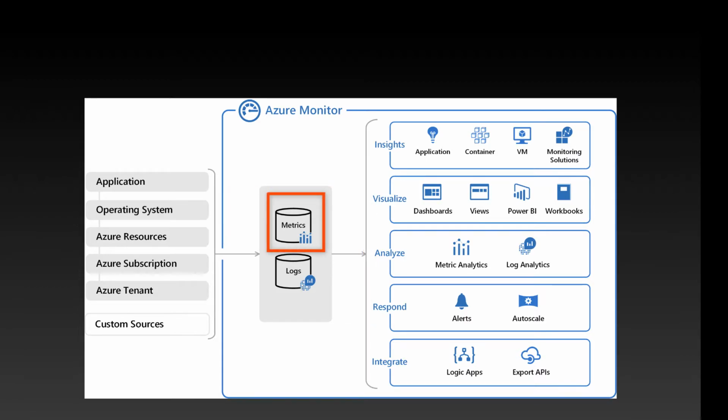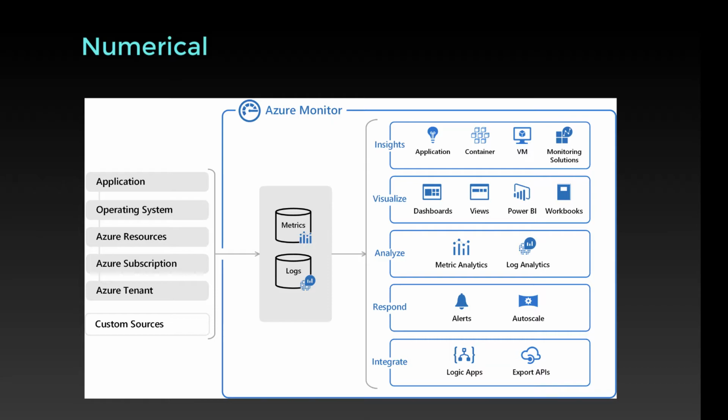The metrics database contains numerical data in a time series database. What do I mean by that? It contains numerical data at a given point of time. For example, what is the percentage of CPU utilization at 2 p.m. for my virtual machine? How many transactions are being performed on the storage account at a given point of time? So this kind of numerical data is stored at a given point of time.